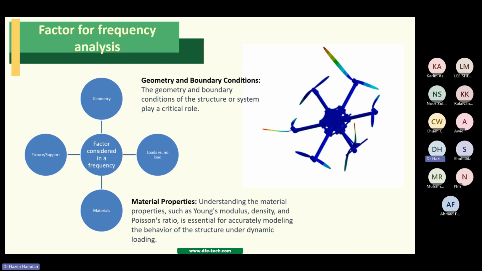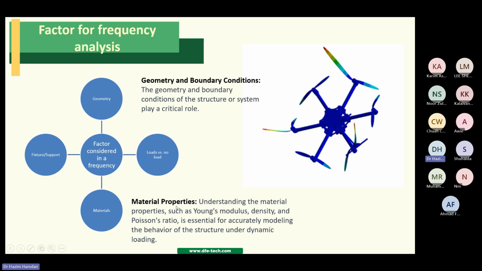Next is about the factors for frequency analysis or modal analysis. You need to consider four main factors, which are geometry, support, load or no load, and material. One of the main factors is the geometry, because the natural frequency depends on the geometry, since geometry also includes the boundary condition and the location of the support.